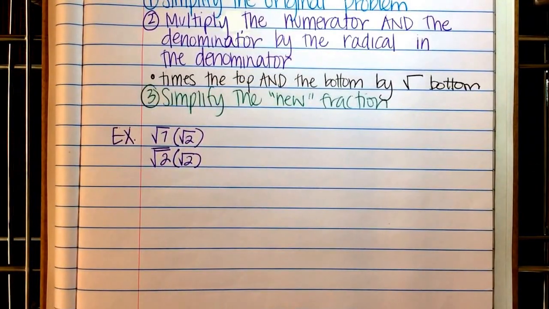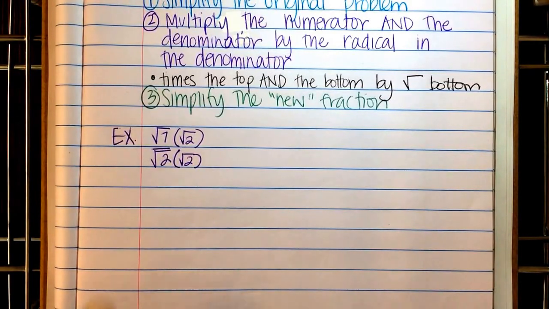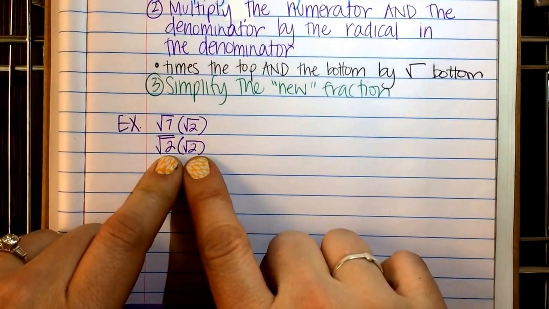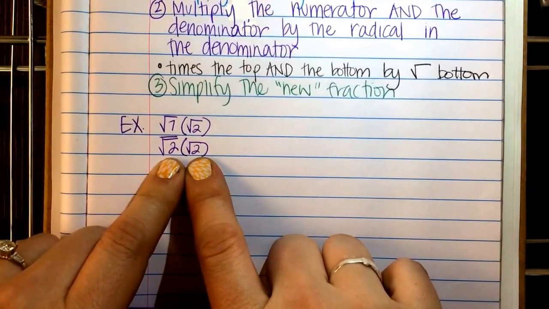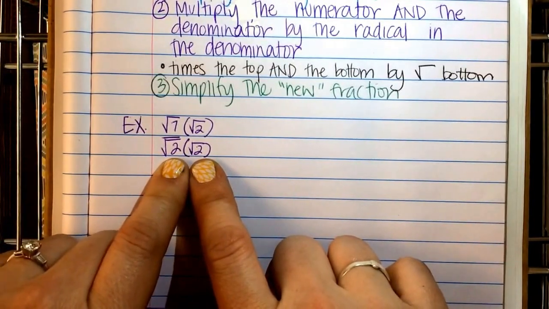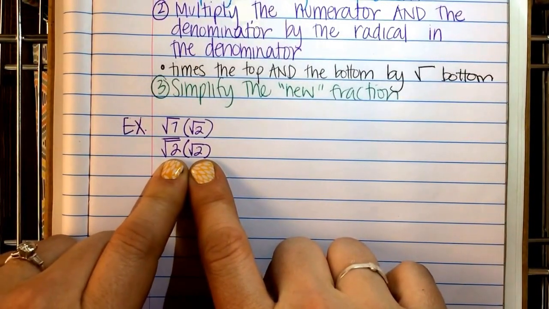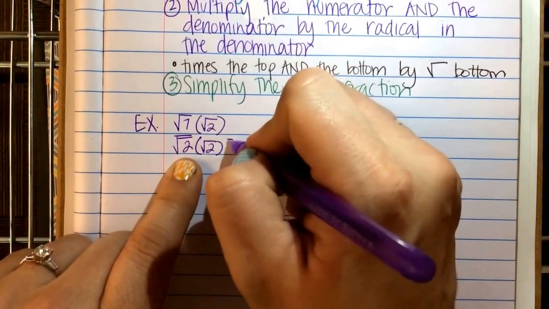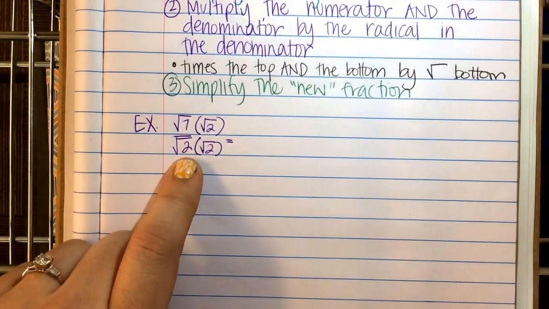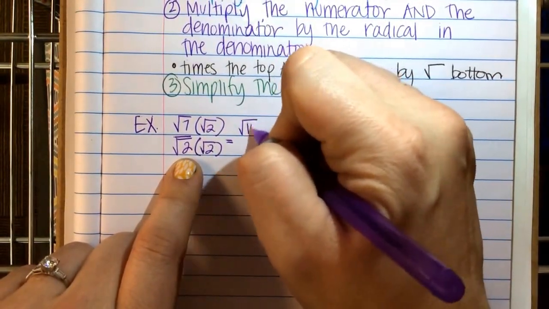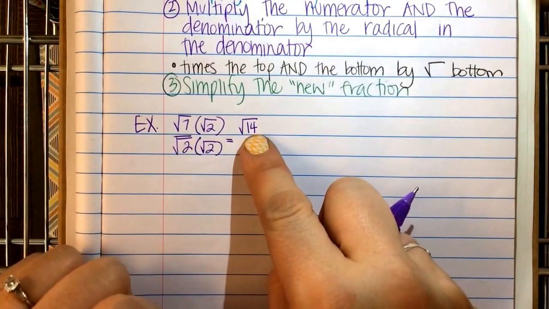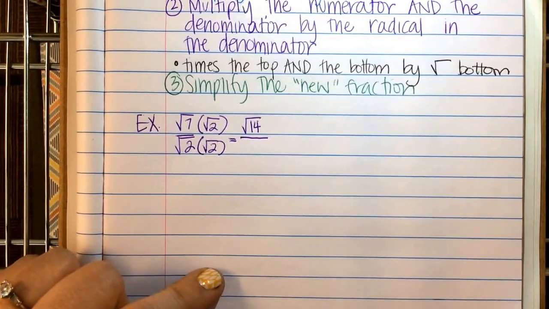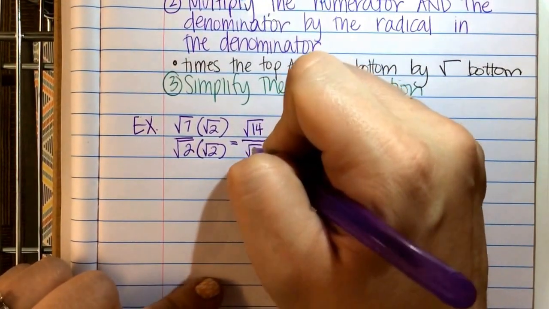Because a radical times a radical, right? What is another way of writing radical 2 times radical 2? I'm squaring it, right? And when you square something, what's that the opposite of? Square rooting it. I'm getting rid of the square root sign by squaring it. So let's see. What's my new numerator? Radical 14, because 7 times 2 is 14. What's my new denominator? Radical 4.